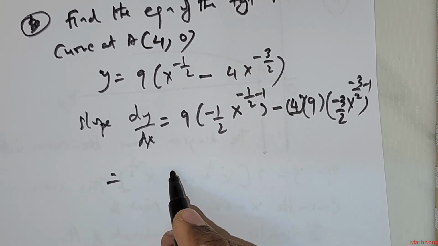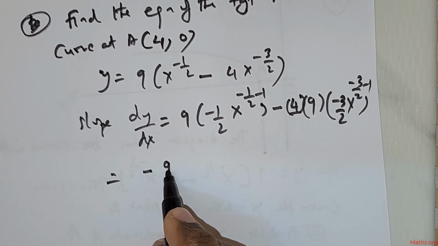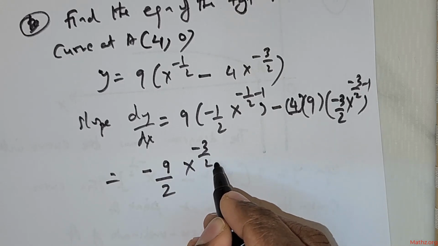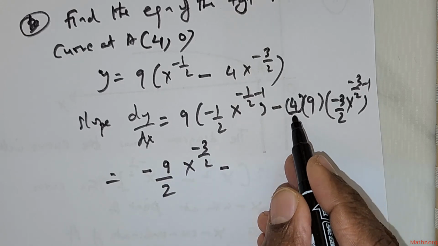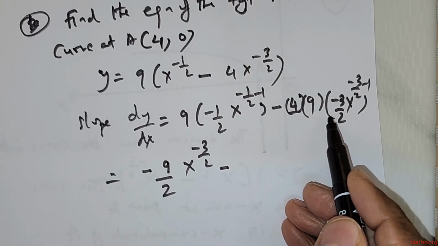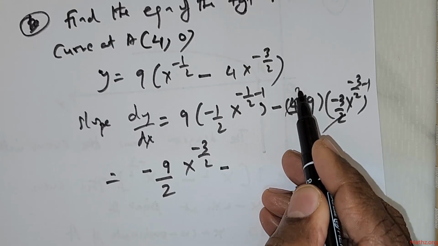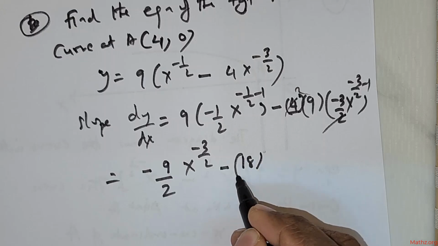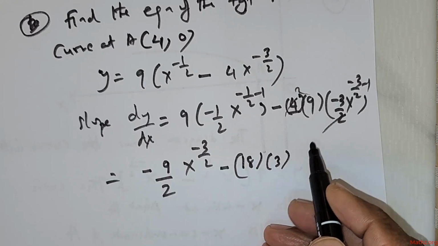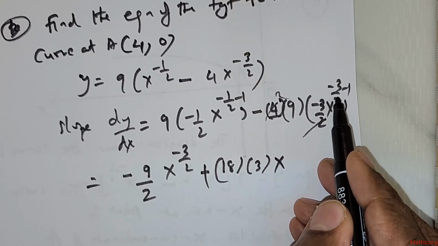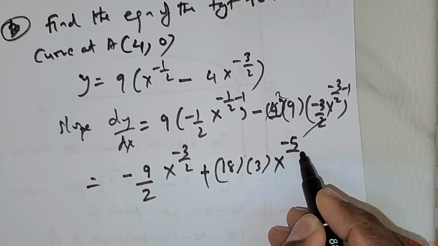So if we were to rewrite this, this is going to be negative 9 over 2 times x raised to the power of negative 3 over 2. 9 times 4 is 36, but there is a 2 there. So 2 divides 4, 2 times 2 times 9 is 18. There's a 3 there, so 18 and 3, there's a negative there, so this will become positive. x raised to the power of negative 3 over 2 minus 2, that's negative 5 over 2.